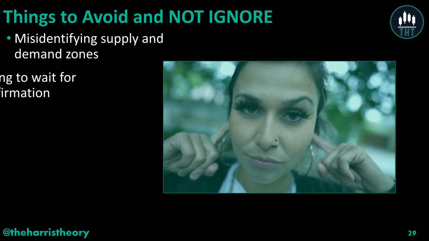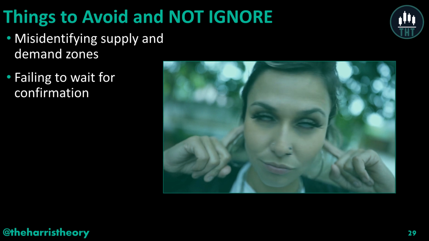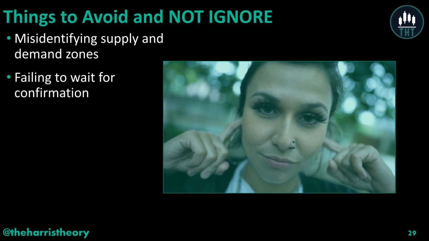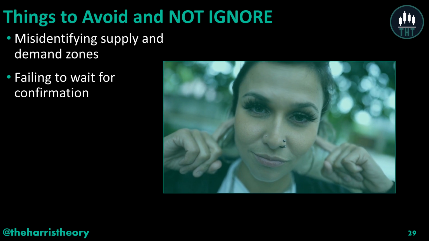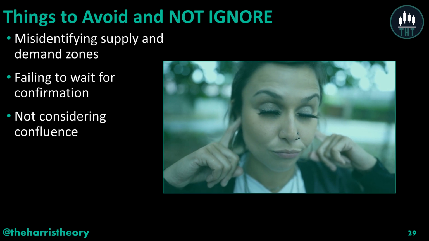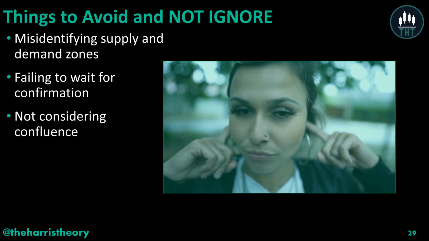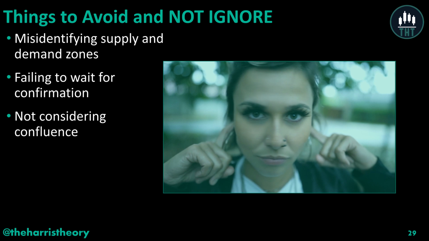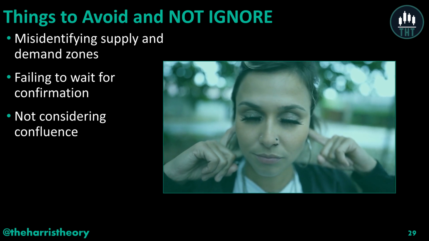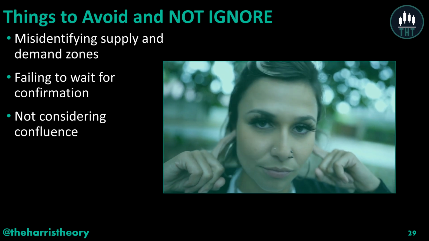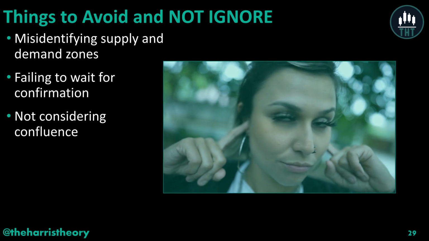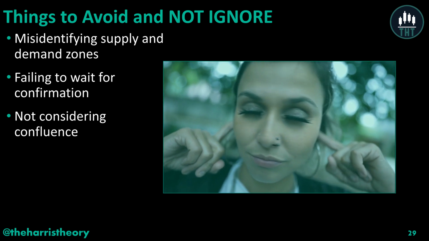Failing to wait for confirmation. Traders may enter trades too early without confirmation of a valid supply or demand zone. This can result in a loss if the price moves against the trader. Not considering confluences. Traders who trade blindly and do not have confluences are destined for failure. It is so important that when you're making a trade decision, it matches all of your confluences and allows you to take a trade knowing that it is informed and that you have met all of the requirements for your trading strategy.